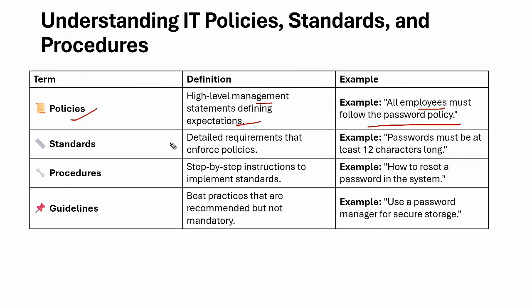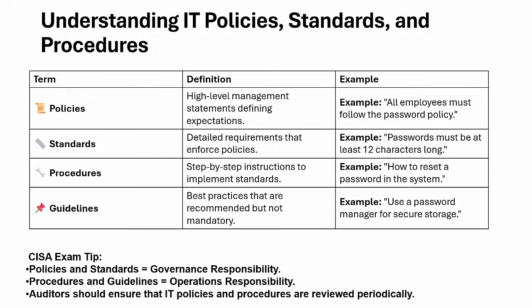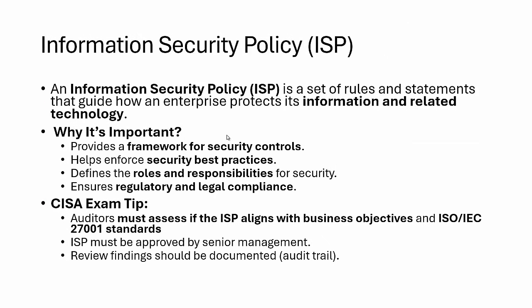Employees reach out to me and say, okay, sir, I will follow the policy, but what should the characters be? What should be uniform? So I say, okay, the password must be 12 characters with alphanumeric and special characters. That is called a standard. How to create that is called a procedure. And a guideline is good to have. So policy, standard and procedure are mandatory; guideline is good to have. Exam tip: policy and standard reflect governance responsibility, while procedure and guideline reflect operational responsibility, and the auditor should ensure these IT policies and procedures are reviewed periodically. As I said, the information security policy is very important because it is the foundation for information security governance.